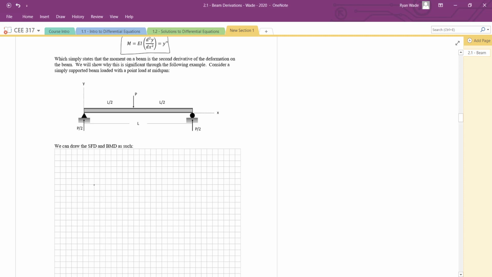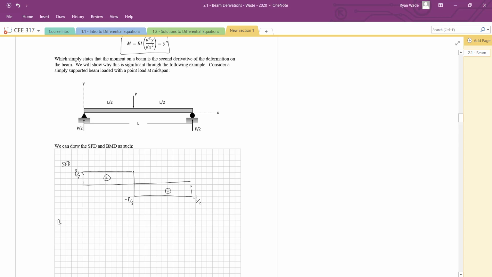then we draw the shear force diagrams and bending moment diagrams to look something like this. So the shear force diagram is going to be equal to P over 2, and then negative P over 2, and minus. Don't have to label that again, but I'm going to.